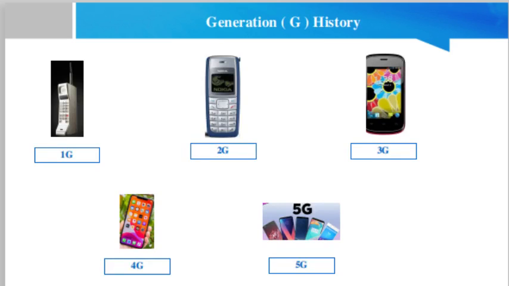First one is the 1G. First generation 1G was first launched by Nippon Telephone and Telegraph Technologies in 1979 in Tokyo. First generation networks completely used analog telecommunication standards, which were later replaced by the digital second generation 2G network.